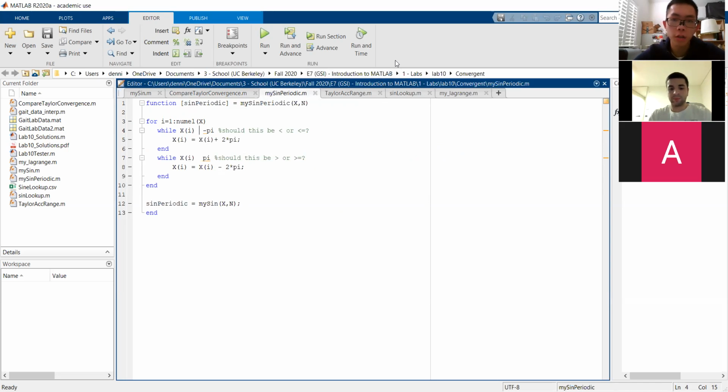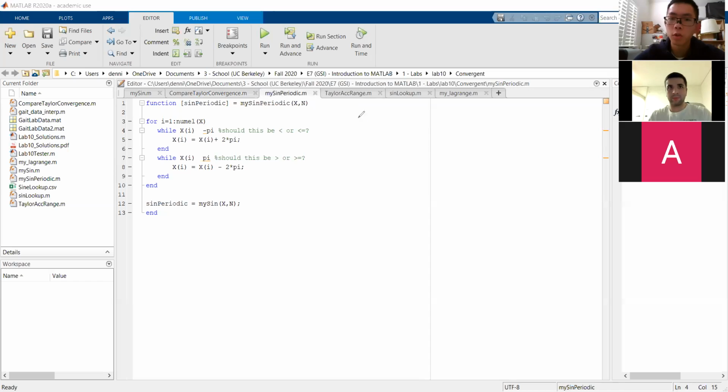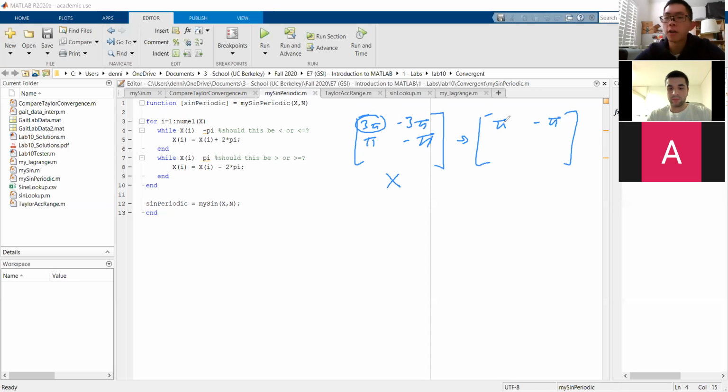So my sine periodic, the idea is, remember our bunch of x's? I'm going to write 3 pi, negative 3 pi, pi, negative pi. Let's say that's our x. Normally we wouldn't do anything. We'd just take this and stick it in the Taylor approximation. But one thing we can do to make it more exact is whenever we see a 3 pi, we can change that to a pi and this to a negative pi. Why can we do that? Well, we're just taking off 2 pi.